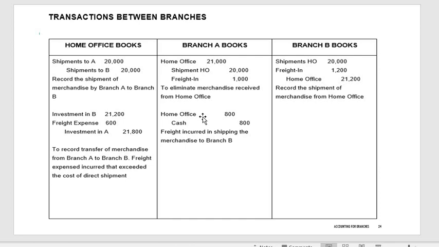Okay, the entry can also be lumped. So if you lump the entry, you debit home office 21,800, credit shipments from home office 20, credit freight in, and credit cash 800. That's all there is to it. Okay, so there may be instances where only half is transferred, like for example, branch A transfers only half to branch B. So only half of the shipments from home office is credited, and only half of the freight as well. And of course, whatever you credit is also what you debit to home office.